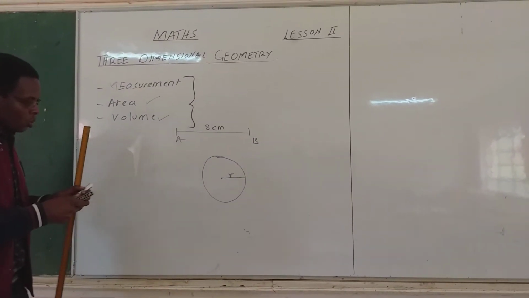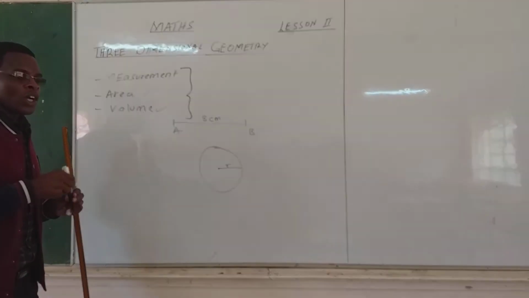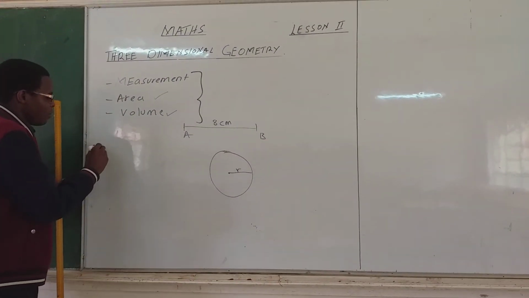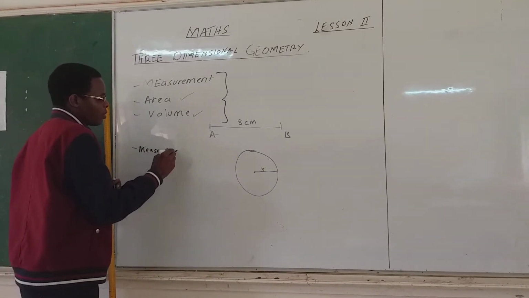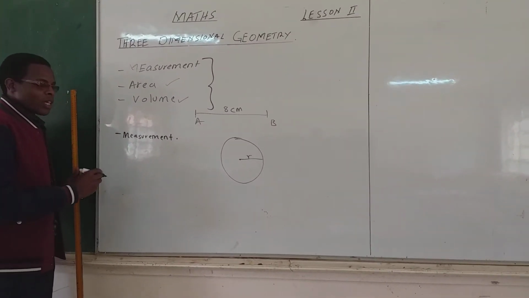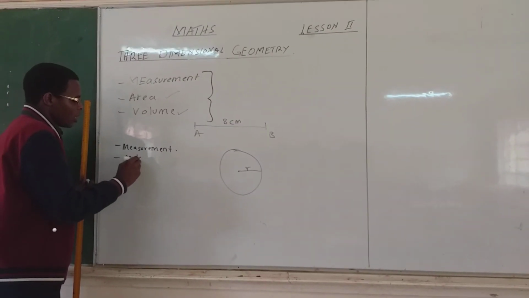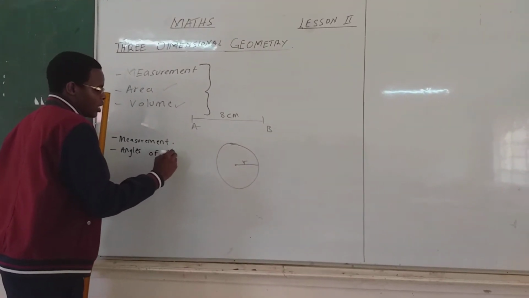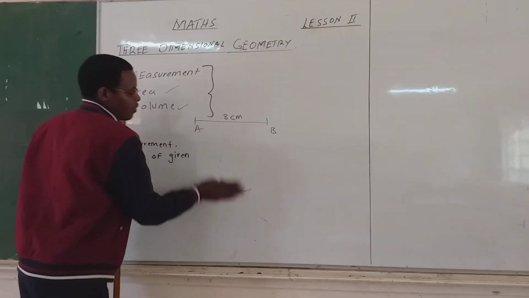But now, what we are going to look at in the course of this topic, with the figures we have, is we are going to find three variables from these figures. We are going to look at the measurement. We can be tested on the measurement of those given figures. Then at the same time, we are also going to look at the angles of given sides of these given variables.